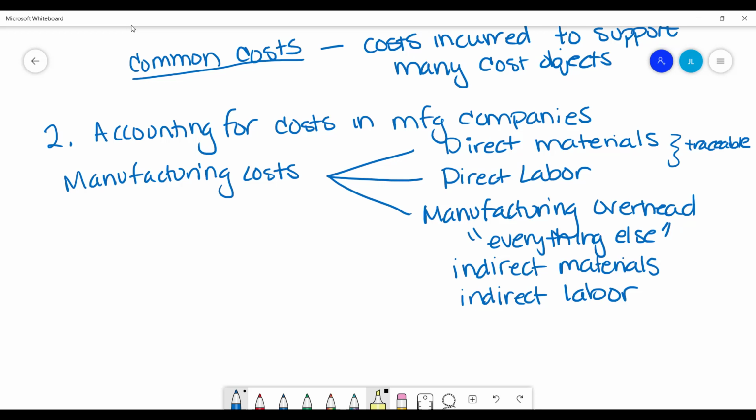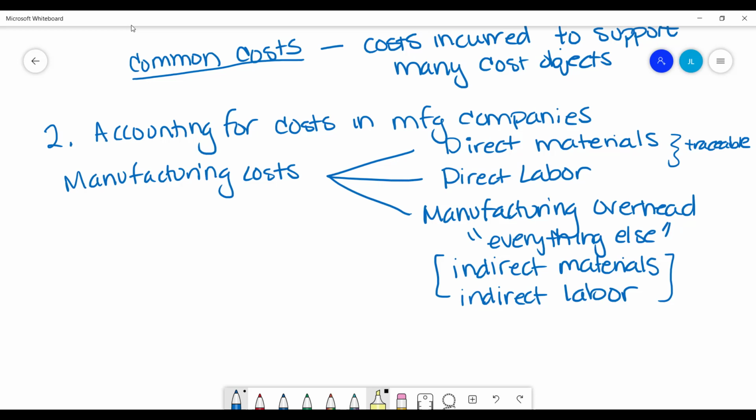Same with indirect labor. For example, what about the cleaning team at a manufacturing plant? Is that a necessary cost? Of course. But that might be a little bit more impractical to try and trace to a specific unit of product. It's not going directly into a product. It's just a supporting cost. Okay? So keep in mind you have direct materials, direct labor, and then everything else, which we call manufacturing overhead, which is your indirect cost, your indirect materials, and your indirect labor.